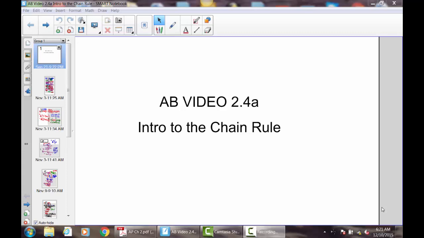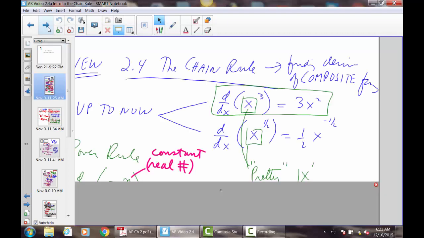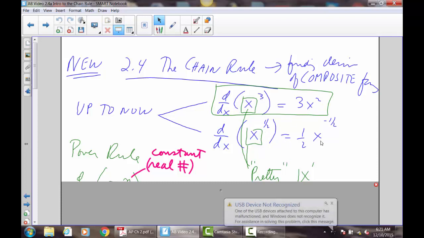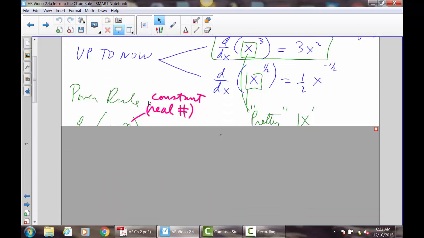Hi, and welcome to video 2.4a, the introduction to the chain rule. So, up till now, we have done the derivative of x to the third power is 3x squared, x to the 1/2 is 1/2 x to the negative half. But what we've always had here was just plain pretty little x. What's going to happen with the chain rule is we're going to be finding the derivative of composite functions.